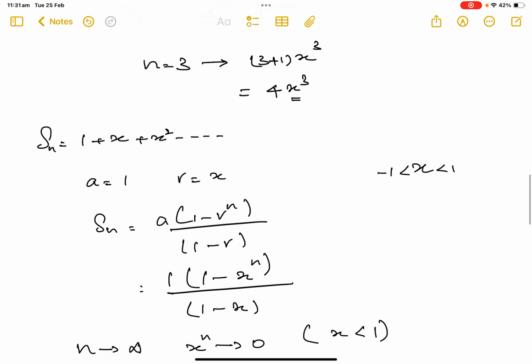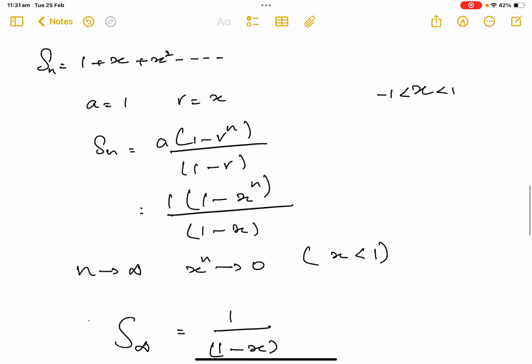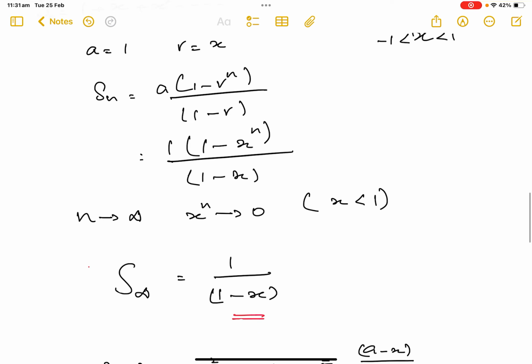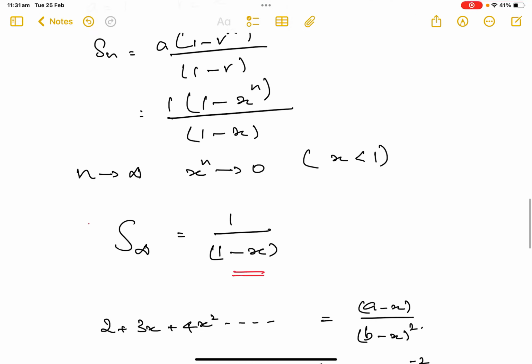Therefore, we can use the usual formula, Sn equals a times 1 minus r to the power n, over 1 minus r, because r is not equal to 1. If you substitute the values of a and r, we get 1 minus x to the power n, over 1 minus x. So when n equals infinity, that is the sum to infinity we want.